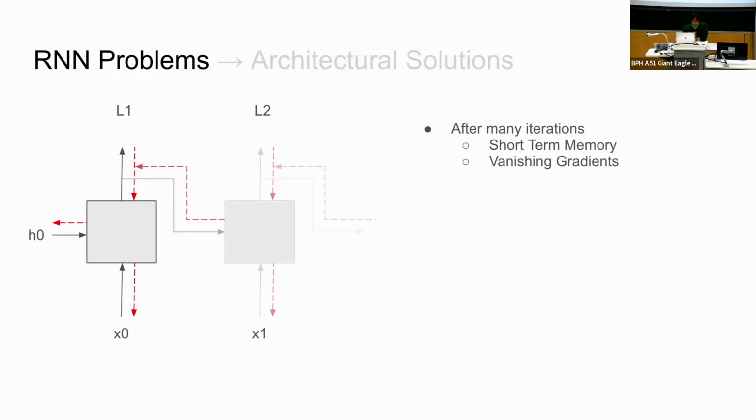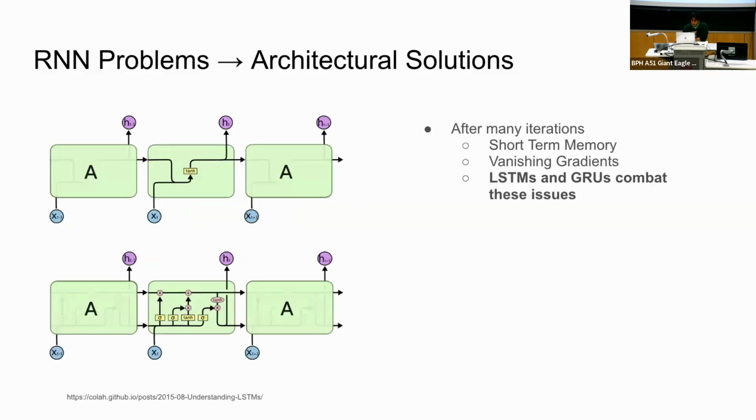And this is a problem because we are using an RNN for infinite memory to progress in our network, which theoretically is supposed to work, but it is not going to happen in real life. So that's where our architectural solution comes into play, where we start using LSTMs and GRUs to combat these issues. Long short-term memory and gated recurrent units are the solution for these particular problems.